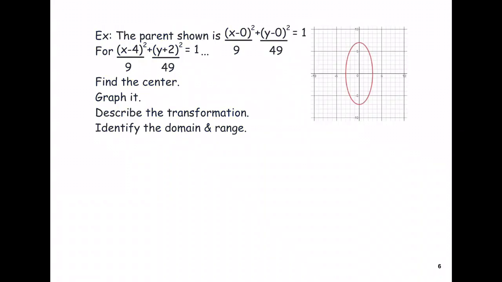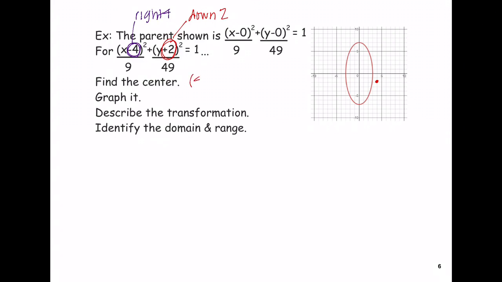Looking at this example, the parent function is shown to the right, and they want us to translate it for our new function. So this negative 4 is related to our h and is going to move our graph right 4. This positive 2 is associated with our k, which is going to move our graph down 2 because inside parentheses is always opposite. So if we go right 4, down 2, we have a new center at the ordered pair 4, negative 2.